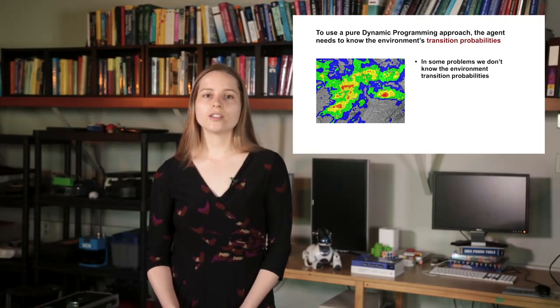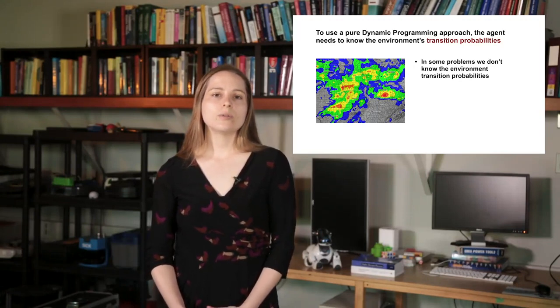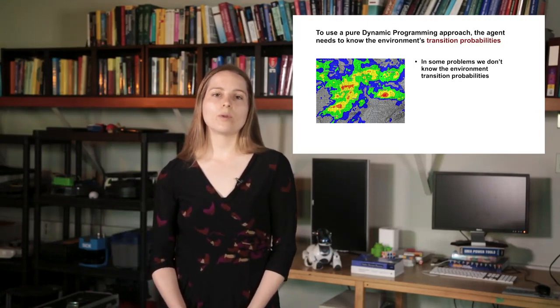Imagine a meteorologist is trying to predict the weather. How the weather changes depends on a variety of environmental factors. We simply don't know the exact probability of weather patterns in the future.